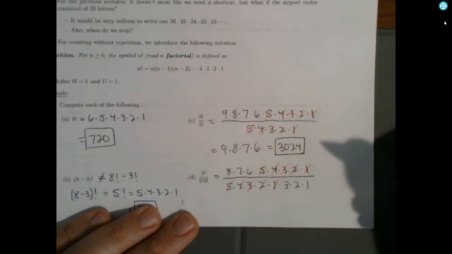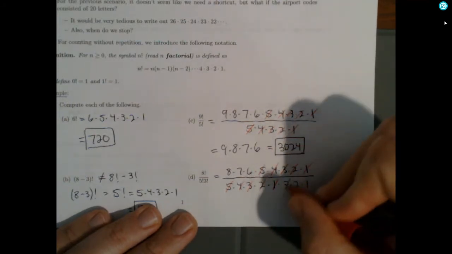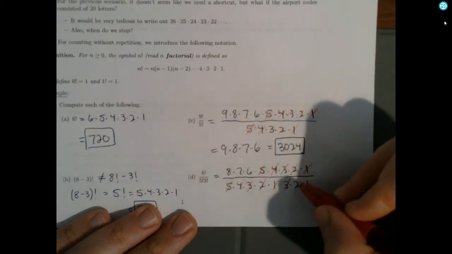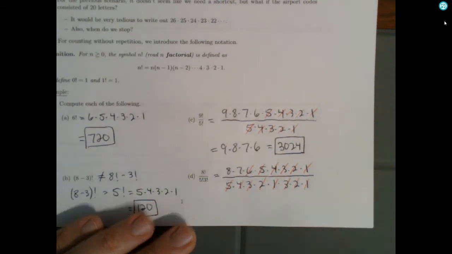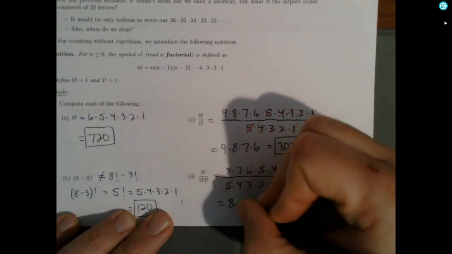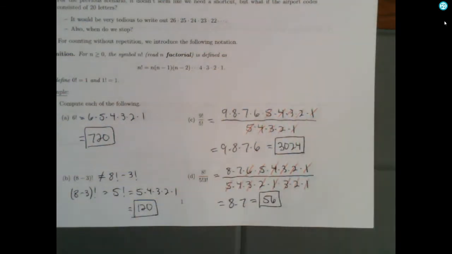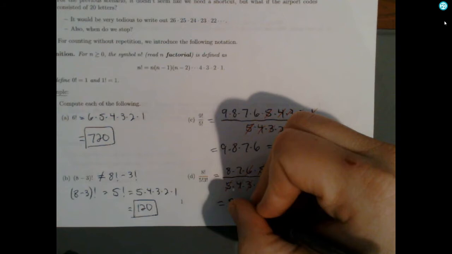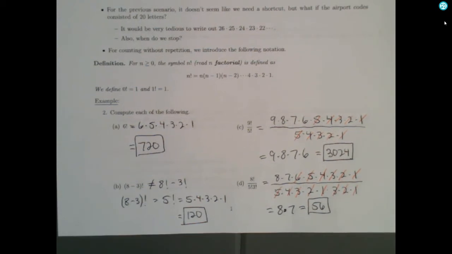What about these ones? Well, notice that 3 times 2 times 1 is 6. So together, those three things will cancel to 6. So really, this just ends up being 8 times 7, which is 56. 8 times 7, not 8.7. Anyway, so that's how factorials work. Okay.